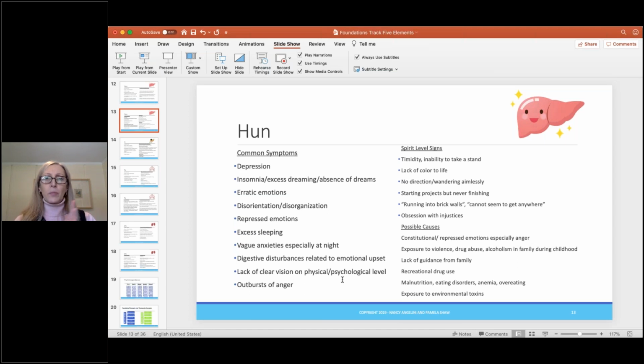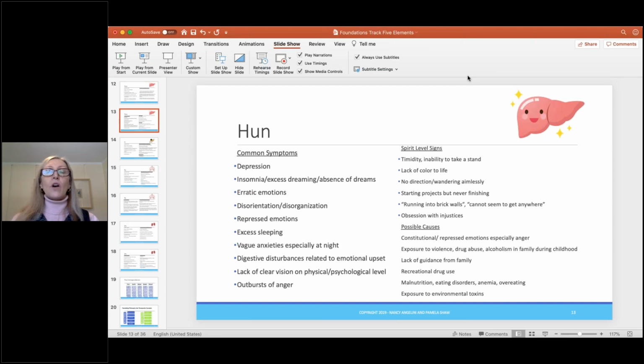And they'll definitely have outbursts of anger, right? They'll feel like they're running into brick walls. They can't get anywhere. They start projects and never finish them. They wander aimlessly, like if they go shopping, even if they have a list, they'll just start wandering aimlessly around. They don't have any color to their life. It's just kind of like that.